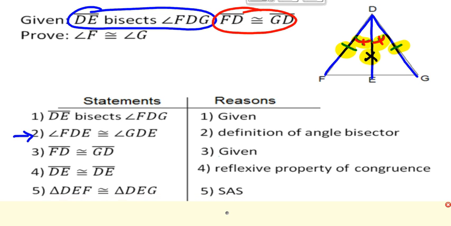And then finally, now I can say that angle F and angle G are congruent to each other because of CPCTC.